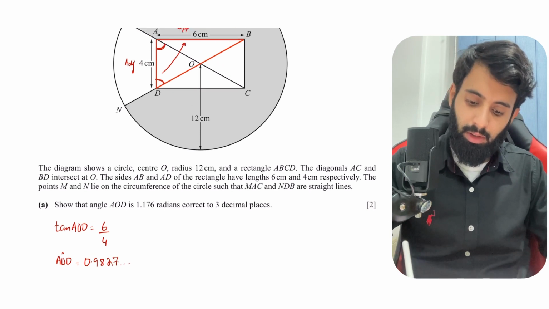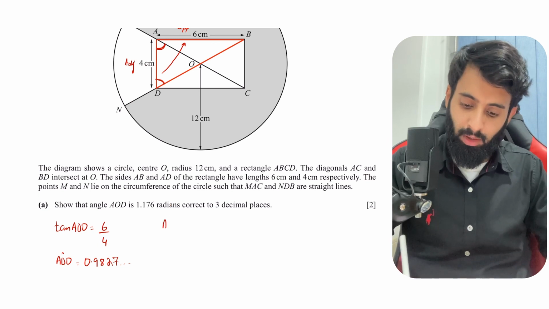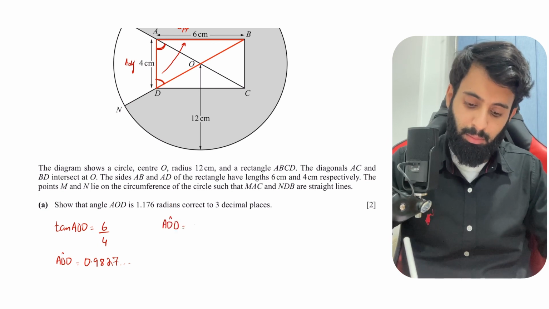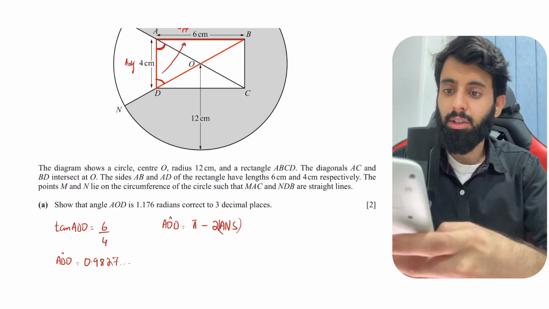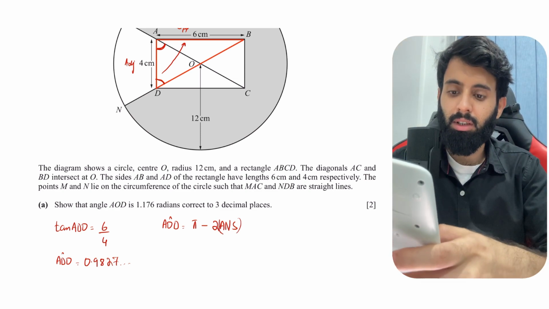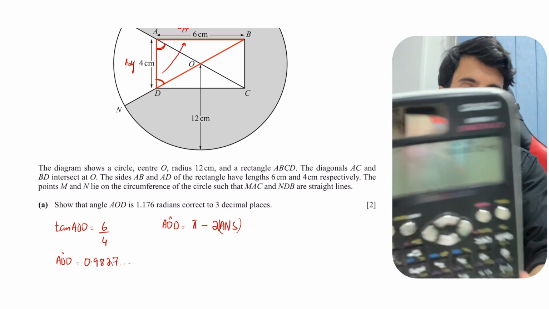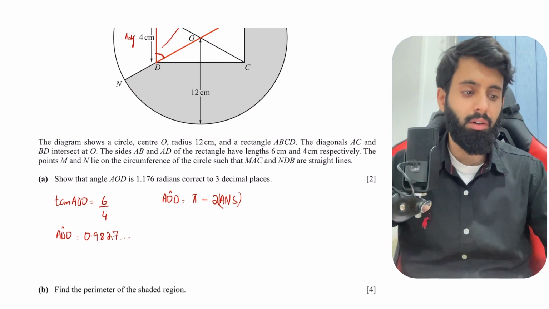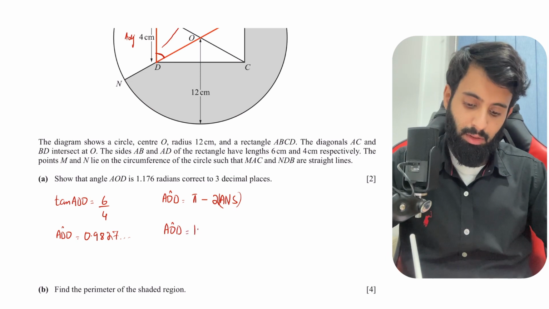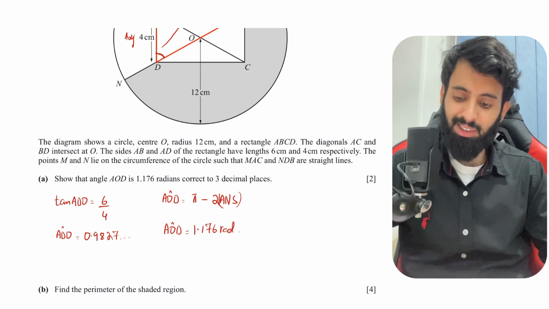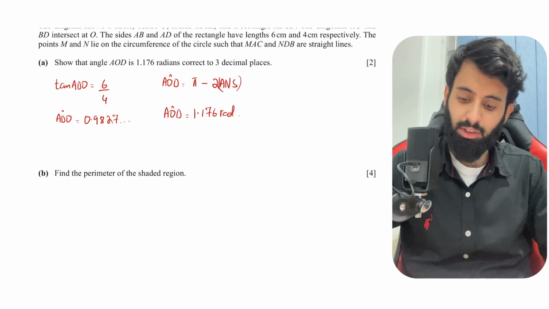Now, if you want angle AOD, here's what I'll do. Pi, which is basically 180 in radian, minus 2 times the angle that we've just worked out. So pi minus 2 times the answer. And I should encourage you to use the answer key so that your answer isn't rounded off. When you do that, you get exactly what you're supposed to, which is 1.176 radians, correct to 3 decimal places. Since this is a show question, we know for sure that our answer is correct.